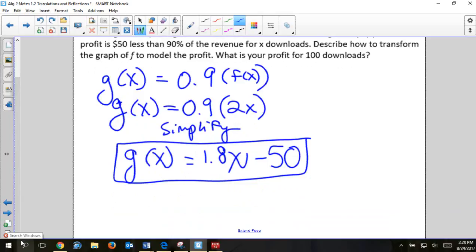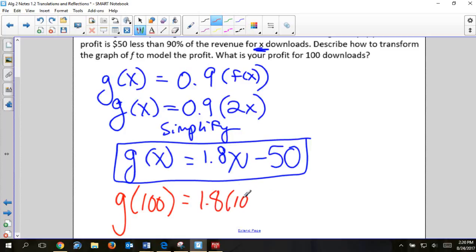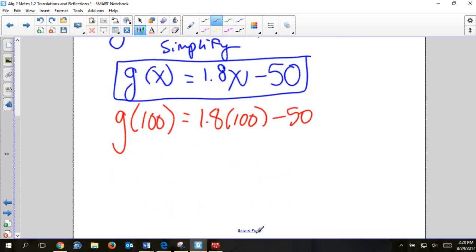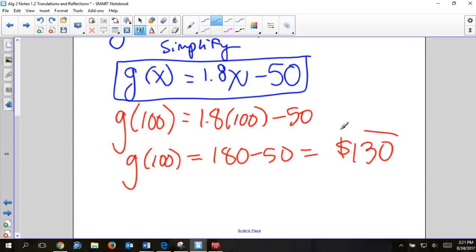The second part of the question says, what is your profit for 100 downloads? So for 100 downloads, the number of downloads is x. So we do g of 100. What does that mean if I do g of 100? You put 100 wherever you see an x. You replace the x. So I have 1.8 parenthesis 100 minus 50. The g of 100 is just the directions. It tells us what we put in. You don't do anything with that. You just simplify the right side. 180 minus 50. So our profit is $130.